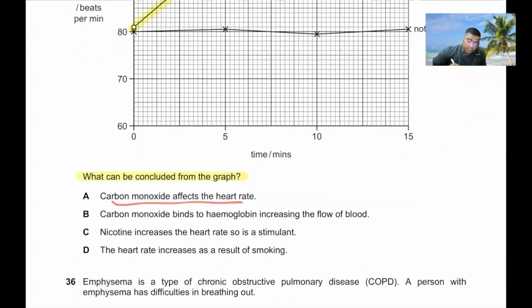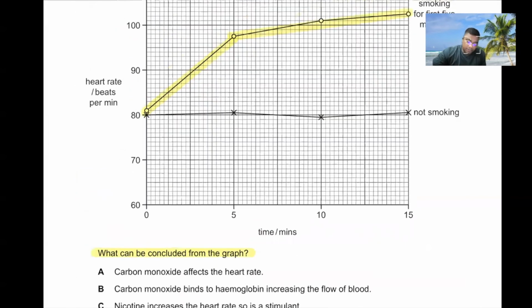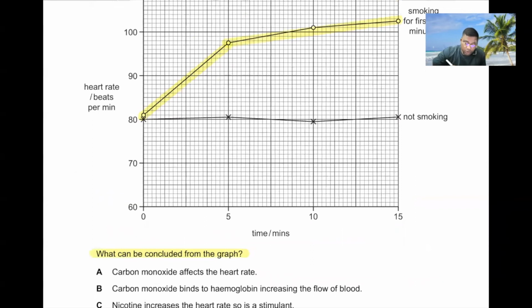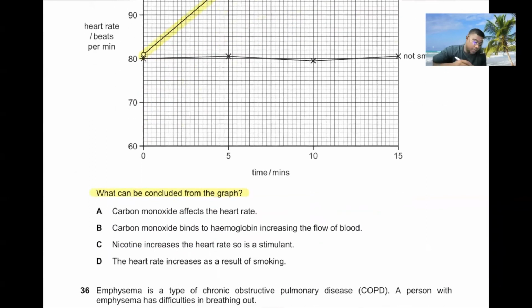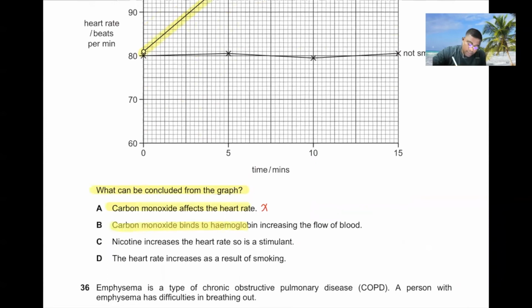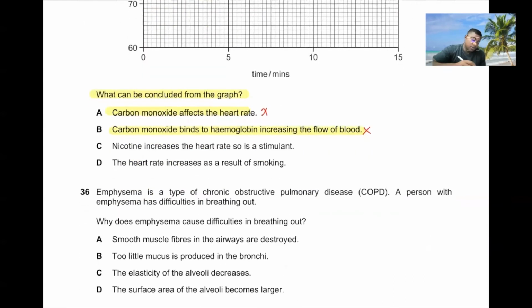Carbon monoxide affects the heart rate. Well, we can't say that for sure, that carbon monoxide is the main reason for the heart rate to increase. That we can't tell for sure. The next point says carbon monoxide binds to hemoglobin, increasing the flow of blood. All right. Well, carbon monoxide does not increase the flow of blood.